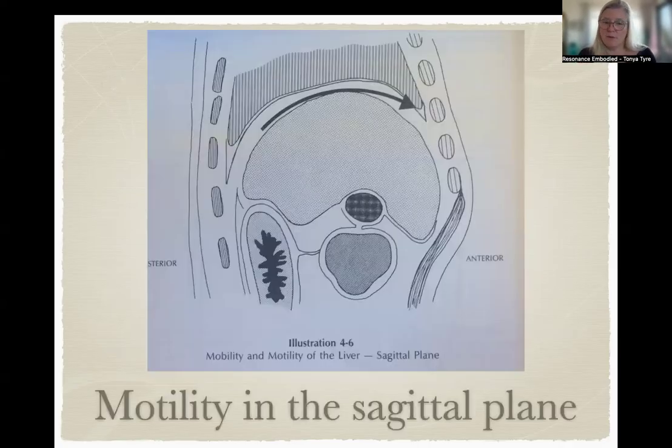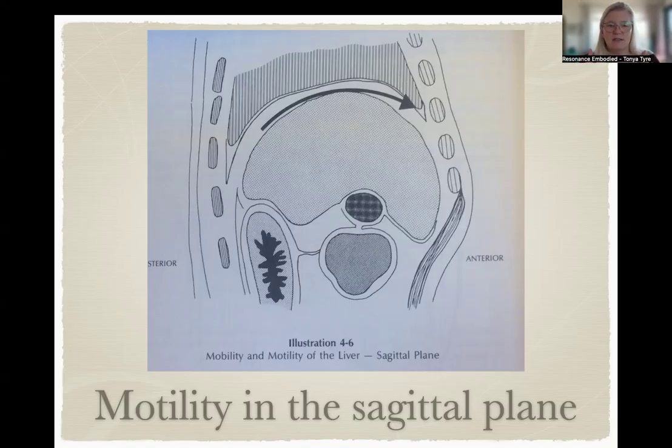And so now we're going to get a little bit into motility of the liver. This is that very subtle motion of the liver, and we're going to consider 3 different planes. The first one we're going to look at is the sagittal plane. This picture comes from a Barral textbook where they discuss motility, but I wish the arrow actually was double-ended because really what we see is a motion. The sagittal plane is going to be like a rocking A to P.